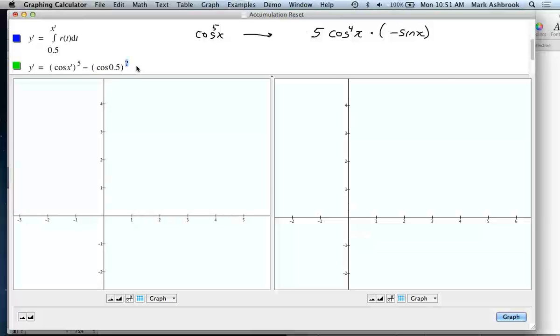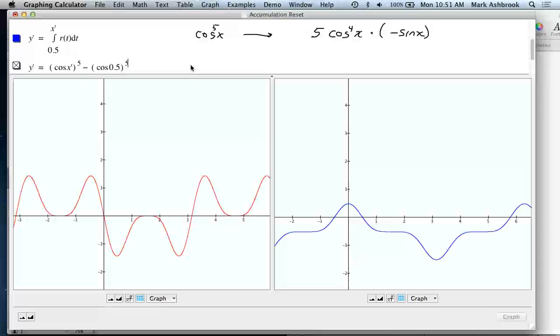So this is review. Remember doing this? So that should land right on top. We'll do it. Right, so turn it off. There we go. So here's the open form accumulation with a restart or a reset at 0.5. And so if I turn on the closed form, it should land right on top, and it does.